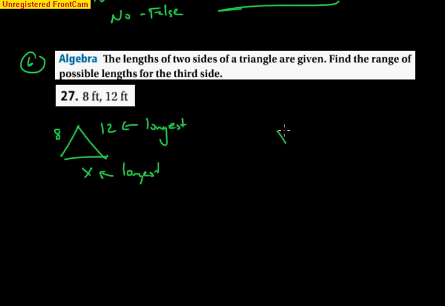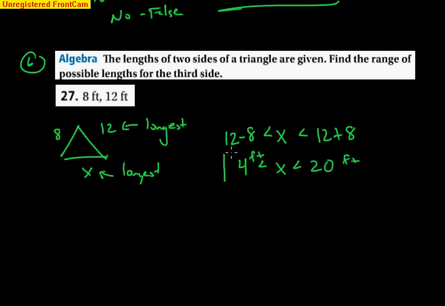However, there's a shortcut. Remember, we put the third side x in the middle, less than, and then we do two operations with the sides we know. We do the subtraction to get the low value, and we do the addition to get the high value. And this is a simple way to find the range of that third side. 4 is less than x is less than 20. And to be fair, we should put feet. And there is the range of your third side, between 4 feet and 20 feet.